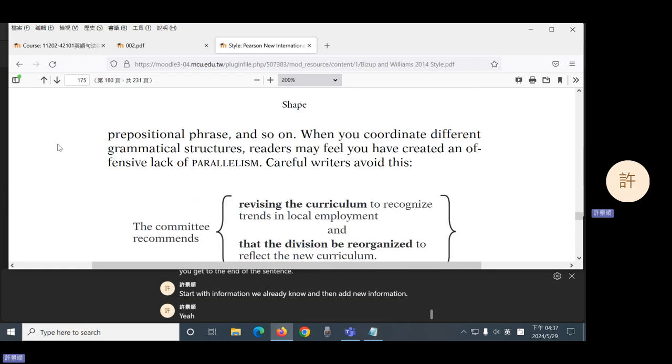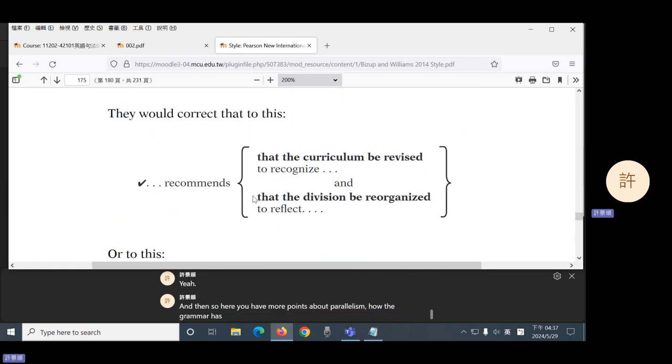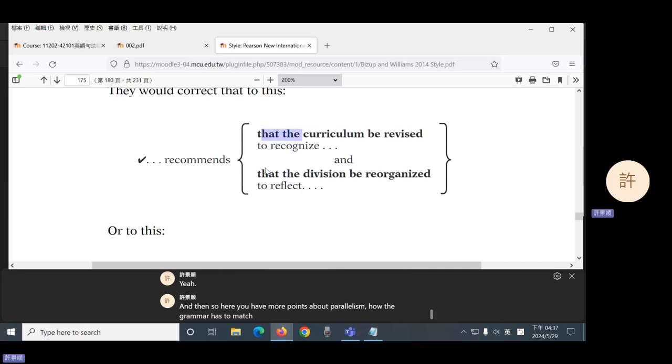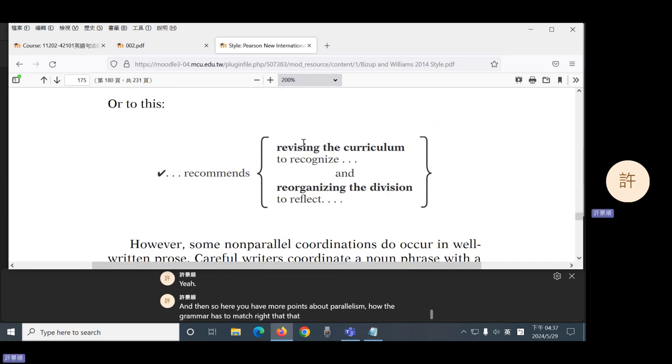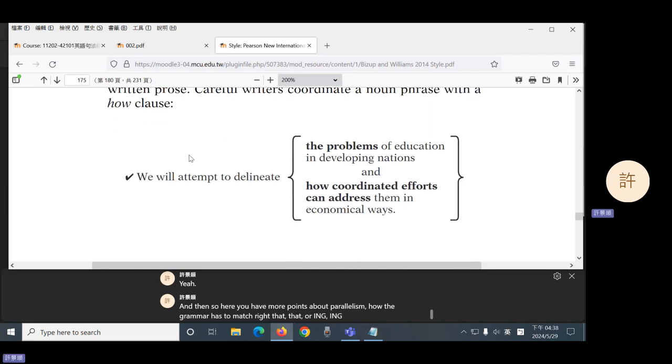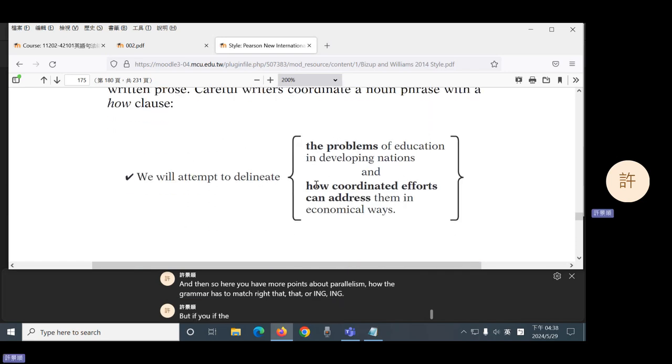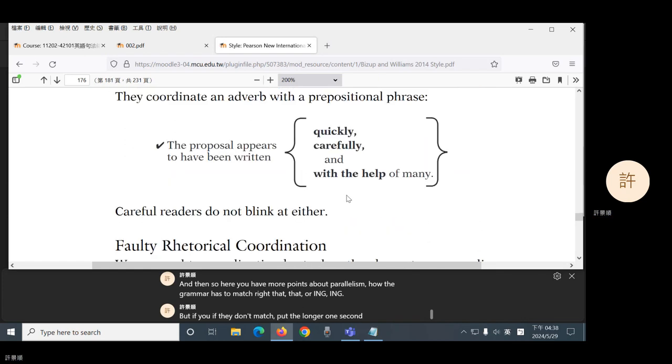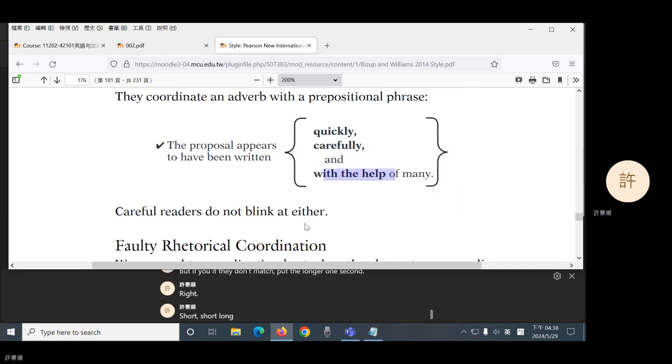And then so here you have more points about parallelism, how the grammar has to match, right? That, or ing. But if they don't match, put the longer one second, right? Short, long.